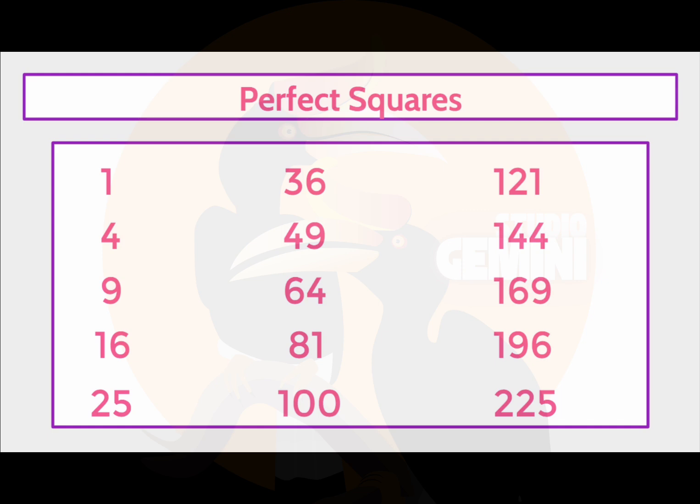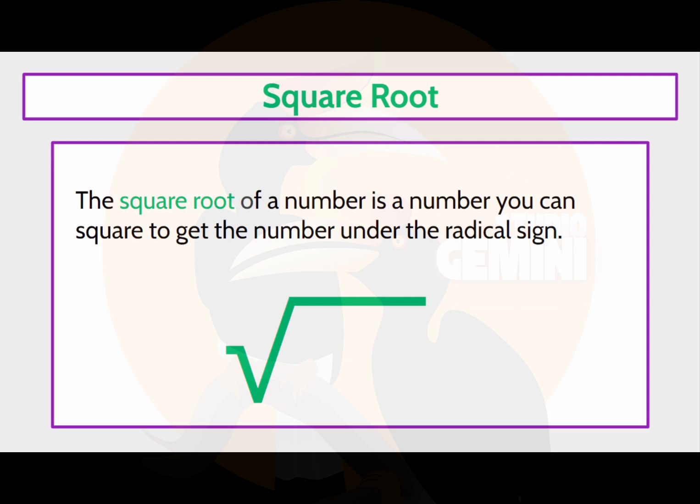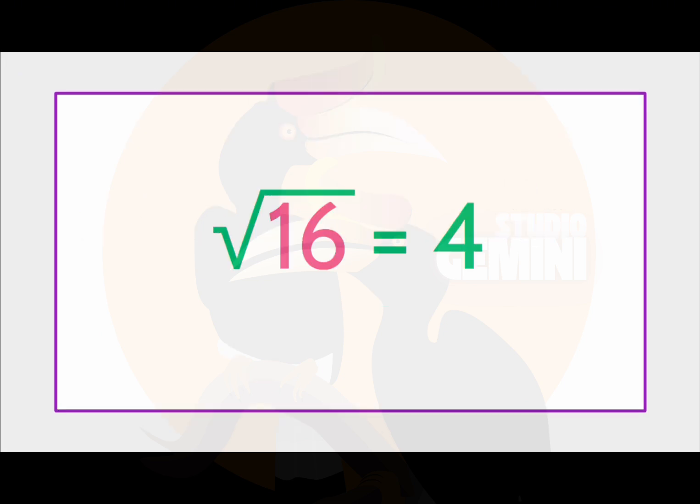Now, once a number has been squared, how can we get back to the original number? In order to undo the operation of squaring, we can take the square root. When we take the square root of a number, we are finding the number which we can square in order to get the number under the radical sign. For example, the square root of 16 is 4 because 4 squared is 16.